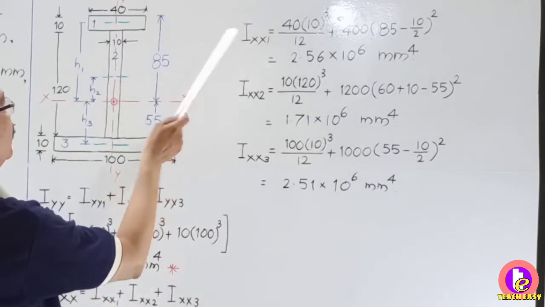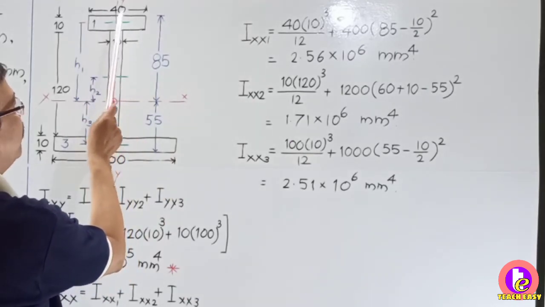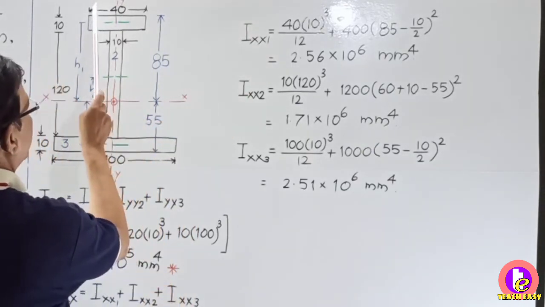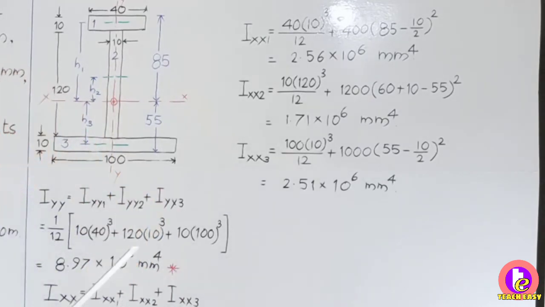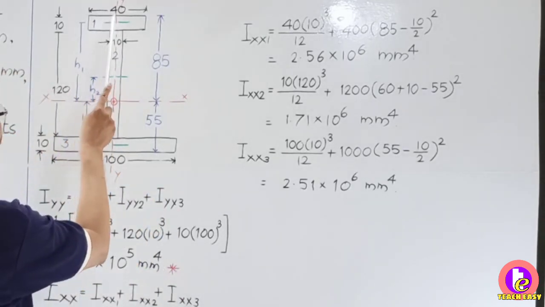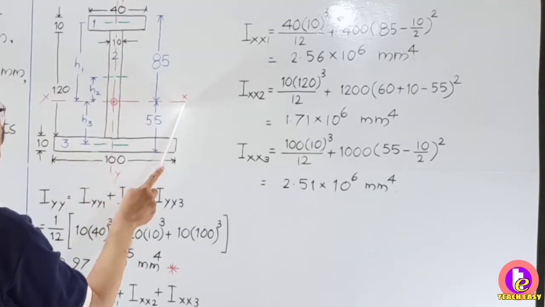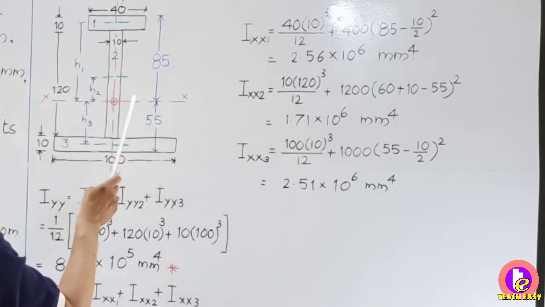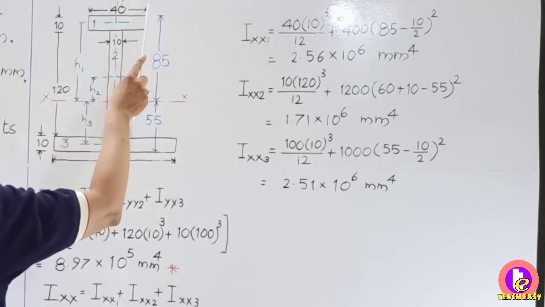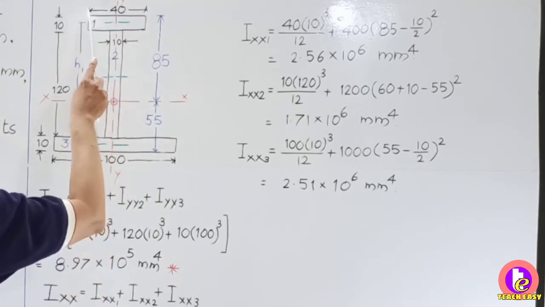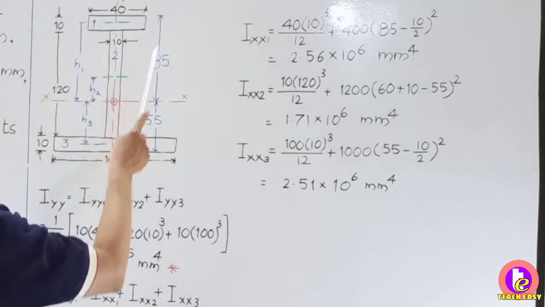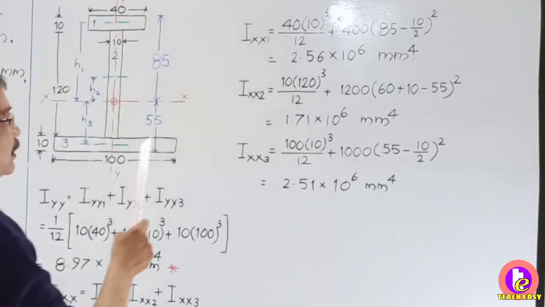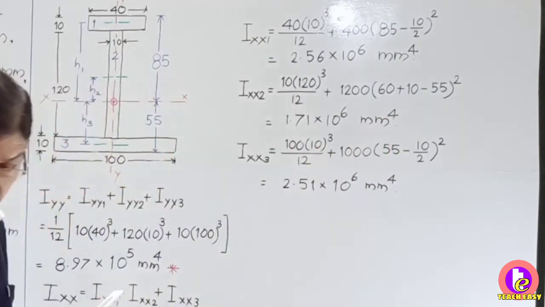Let us see what is Ixx1. Its self I will be 40 into 10 cube by 12, BD cube by 12, plus area is 40 into 10, that is 400, plus H square. What is H? This is the centroidal axis of part 1, this is the centroidal axis of the complete section. So the distance between two parallel axes is H1. And what is H1? How have I calculated H1? See, this particular distance is equal to this distance minus this distance. Therefore, it is 85 minus, what is this distance? As this is 10, this is 10 by 2. And it is calculated to be 2.56 into 10 raised to 6 mm raised to 4.